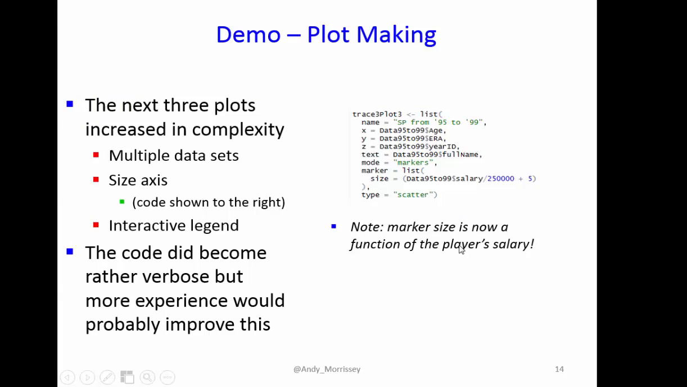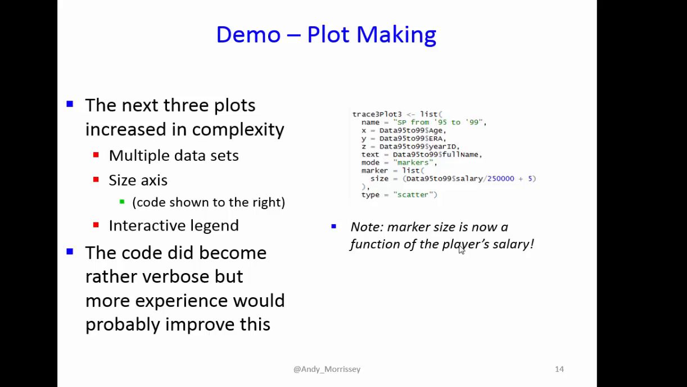The next 3 plots increased in complexity. There were multiple data sets. Between plot 1 and plot 2, I broke up the data into 5-year increments, so now all the plots have a data set for each 5-year increment. I created a size axis, and the code is shown on the right hand side here. The size is the size of the marker, and it's a function of salary, so as the pitcher's salary goes up, the marker size gets bigger.